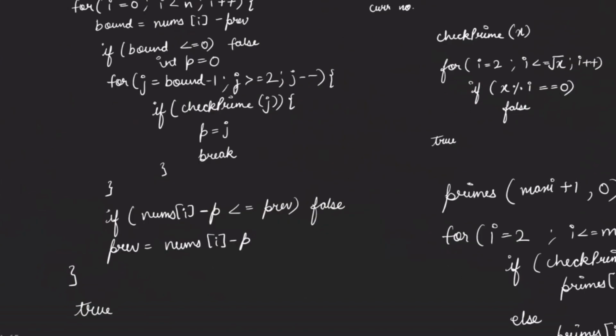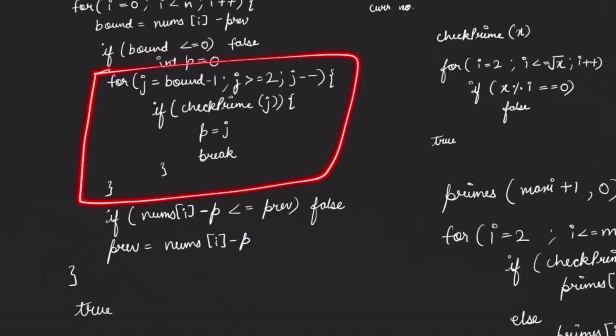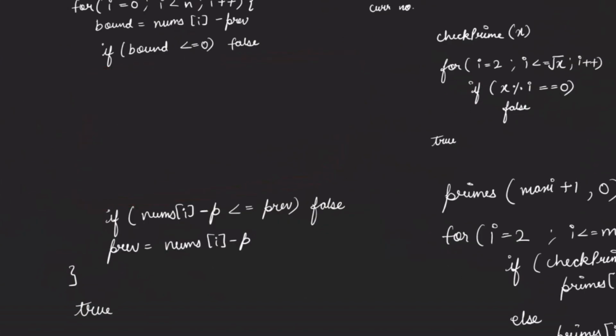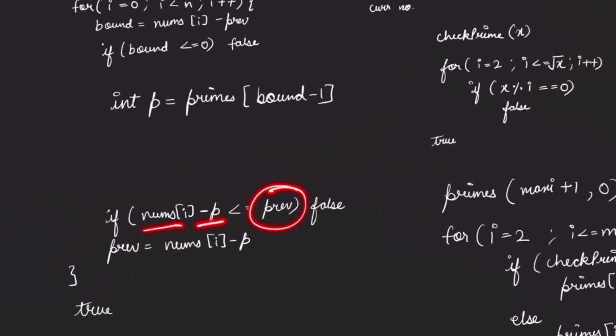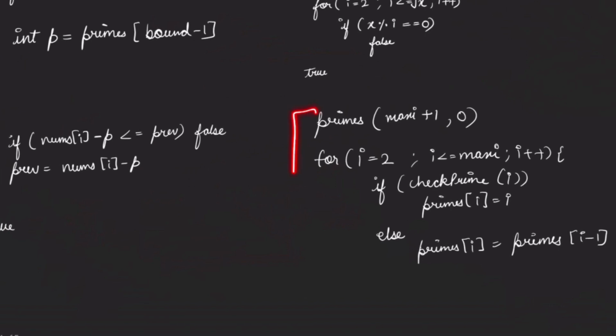So now, instead of doing all this, what we can do is, here we will say that p will be equals to primes of bound minus 1, right? And then we can have these two conditions that okay, if nums of I minus p is less than equals to previous, then return false, otherwise update the previous, and so on, right? So now we have reduced our number of operations. So this particular calculation we are doing beforehand. This is the pre-calculation that we are doing.